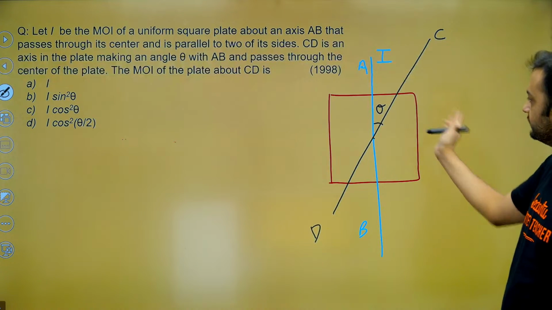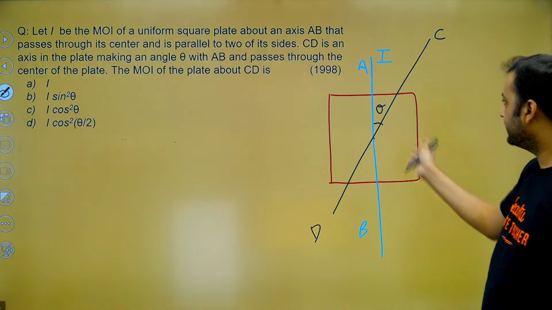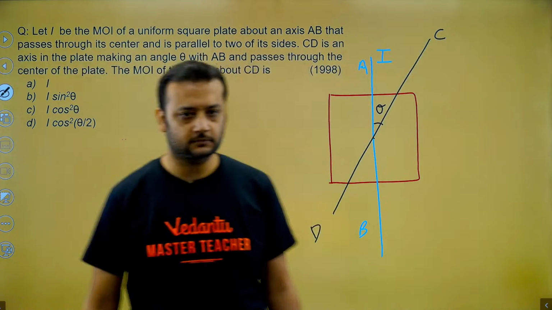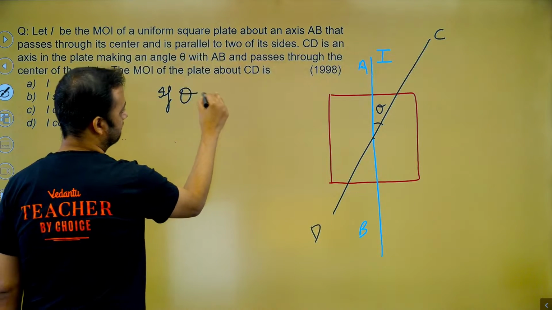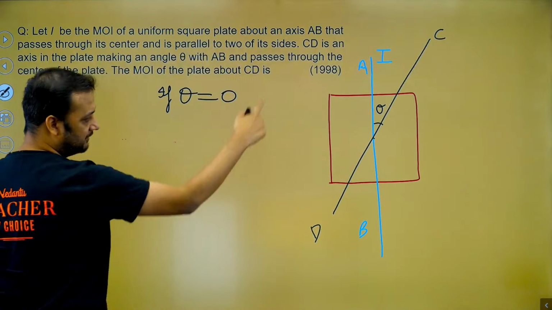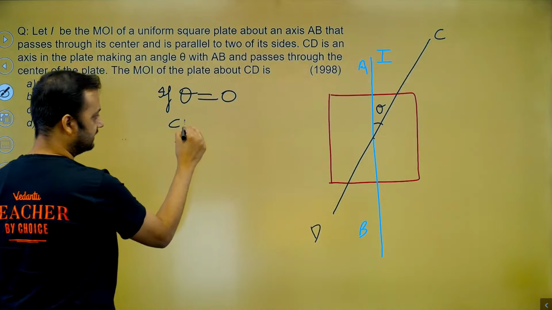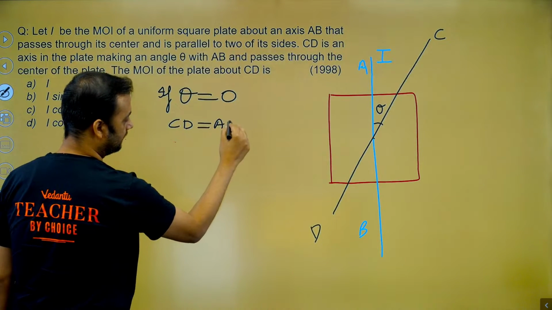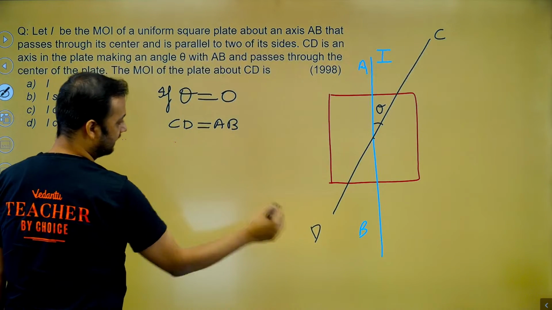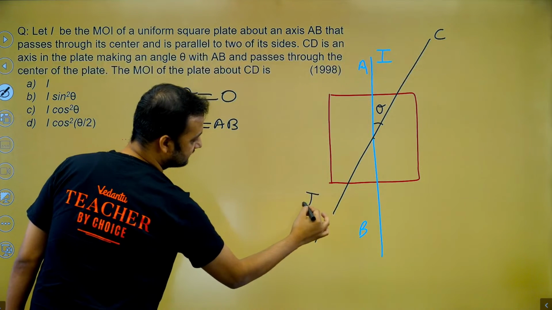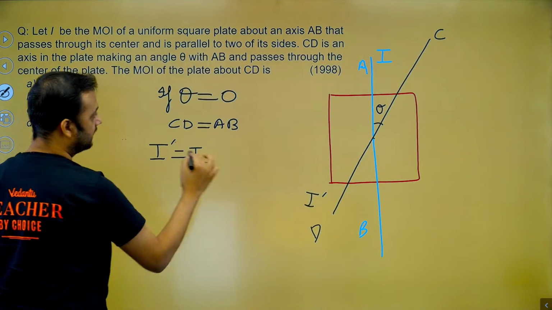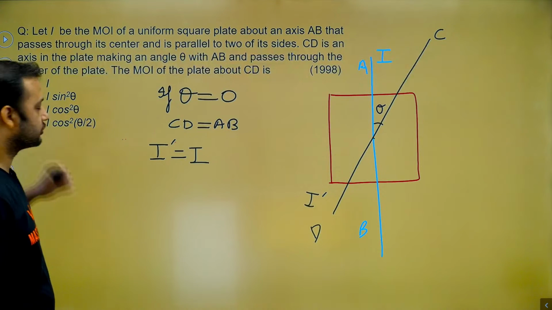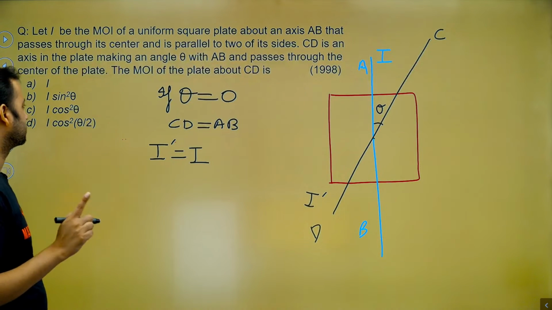If I assume theta is 0, then CD and AB will coincide. CD is nothing but AB. Then the moment of inertia about this axis, let us say I dash, will be equal to I only. So if theta is 0, the answer should be I.